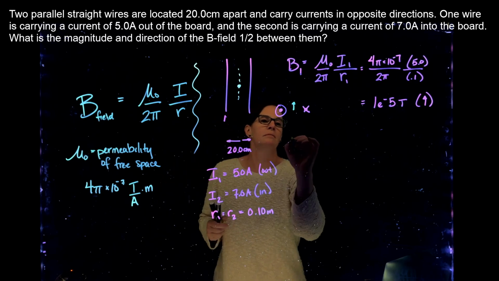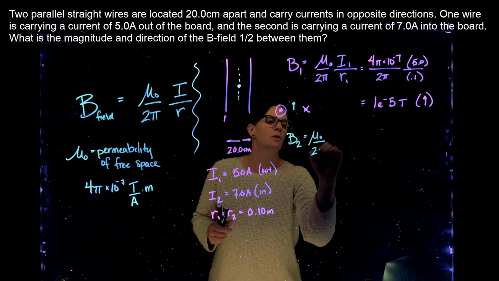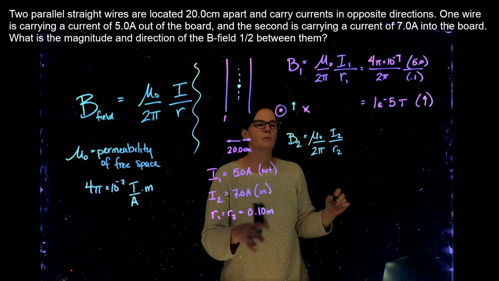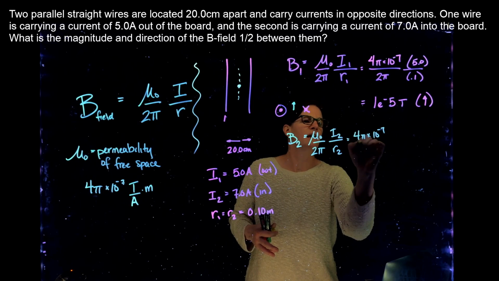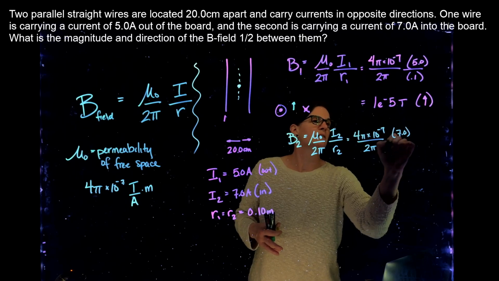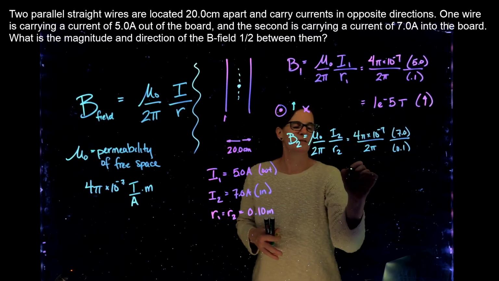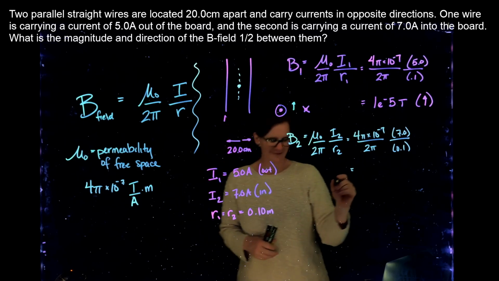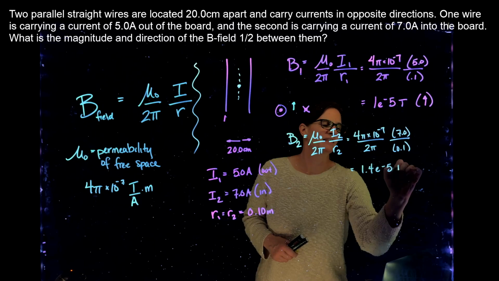So magnetic field from wire number 2, same equation, mu naught over 2 pi times I2 over R2. Okay, we're given all of those variables. We have 4 pi times 10 to the minus 7 over 2 pi times 7 amps over 0.1 meters. And we find the strength of the magnetic field for the second wire is 1.4 times 10 to the minus 5th Tesla.